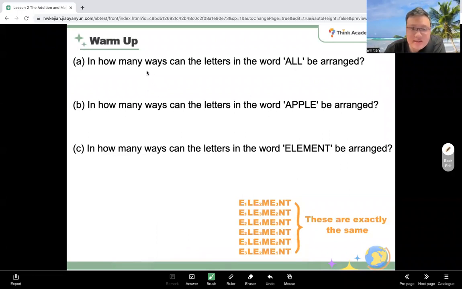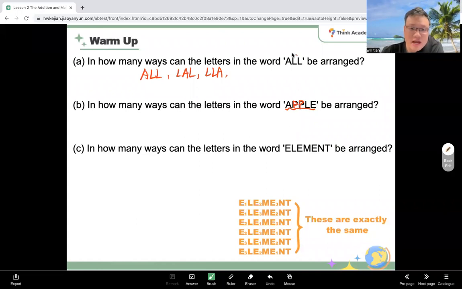I think you can just list that directly, right? You have ALL, you have LAL, you have LLA. So basically 3 ways, right? Easy question. But what about the second one? You see the second one, you got 5 letters and P is the same. They're gonna repeat, right? So to solve this question, to list all of that, is gonna waste a lot of time.